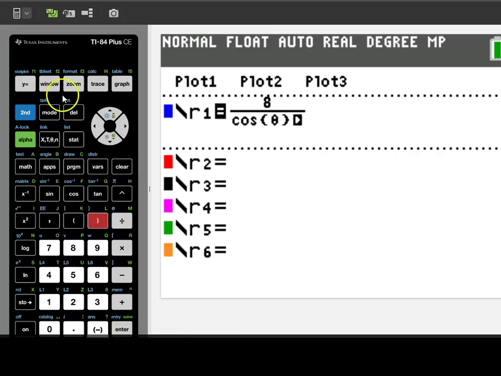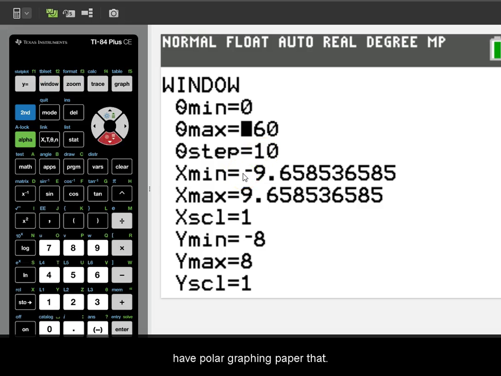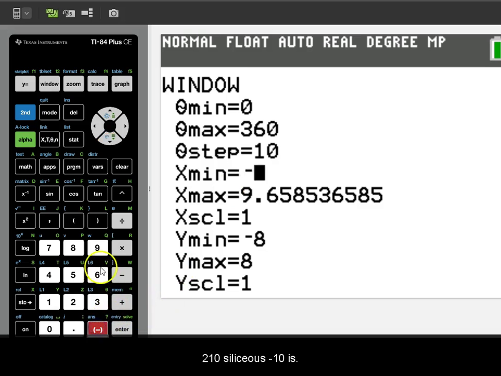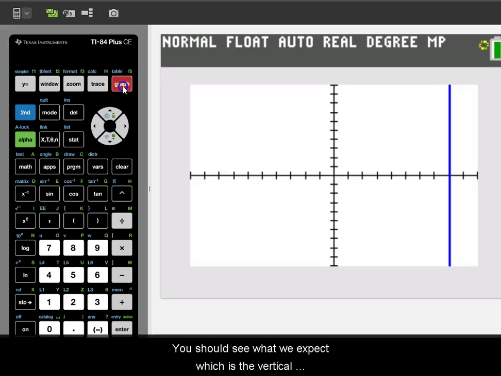Having that, we're going to set up our window. If you remember, your polar graphing paper goes from 0 to 360 by tens. And then we may as well just keep it simple. We have polar graphing paper that's negative 10 to 10, because we have a radius of 10. So let's just set it up as negative 10 to 10 all around. Now when we hit graph, we should see what we expect, which is the vertical line, 1, 2, 3, 4, 5, 6, 7, 8, at x equals 8.